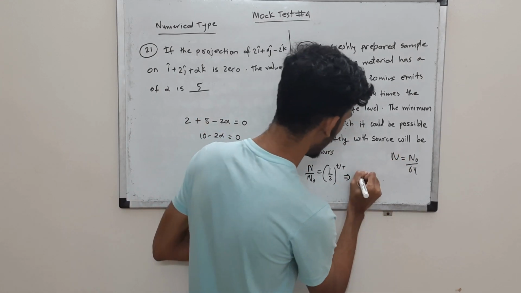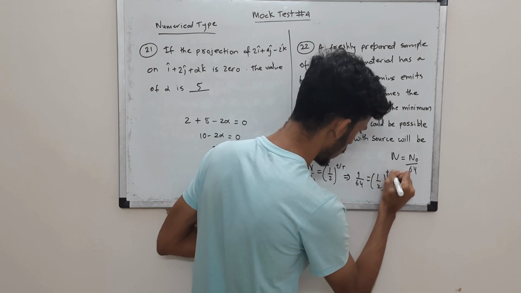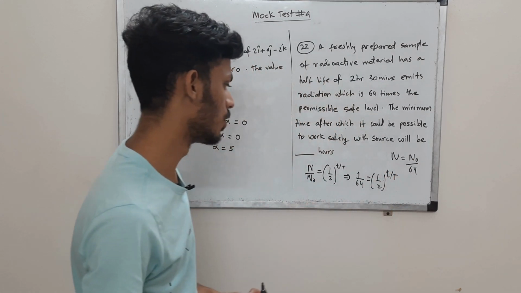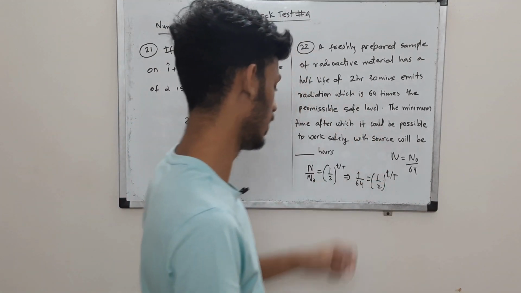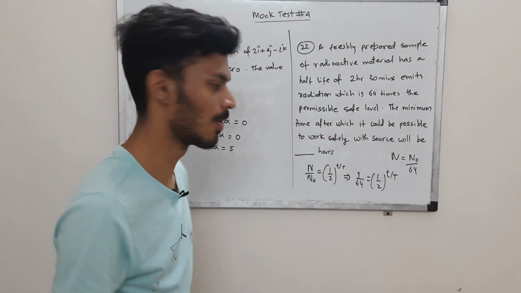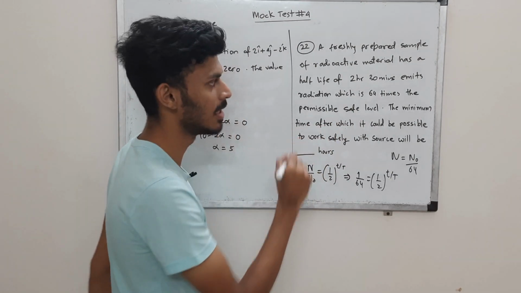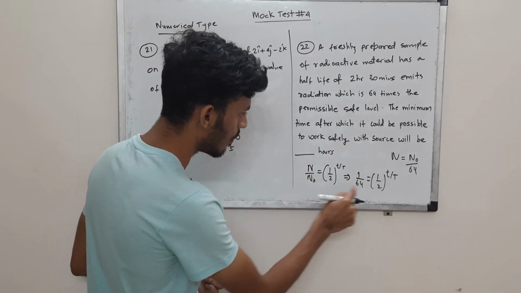If you see, the ratio will be 1 by 64, and this will give half by small t to the capital T. So small t is the time taken and capital T is your half-life. Keep in mind that the answer that you want is in hours. Especially in this type of questions you should be very careful about the units. Now let's come over here.